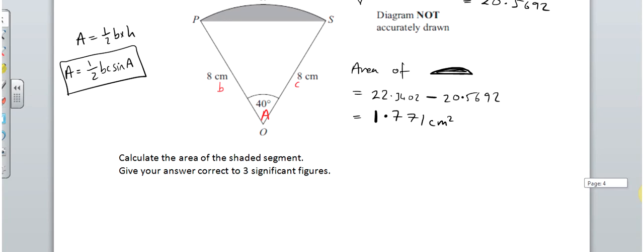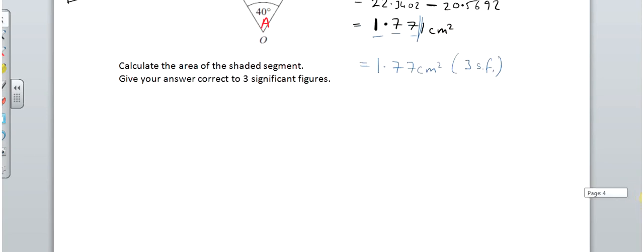They want 3 significant figures, so I'm just going to round that now. 1, 2, 3. It's going to be chopped off there, so it's going to be 1.77 square centimetres to 3 significant figures. And we get 5 marks for that, which is quite a lot.